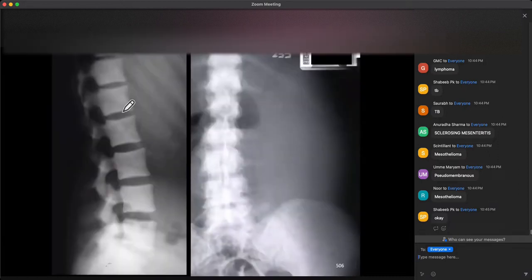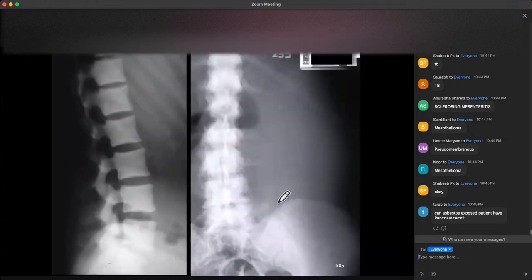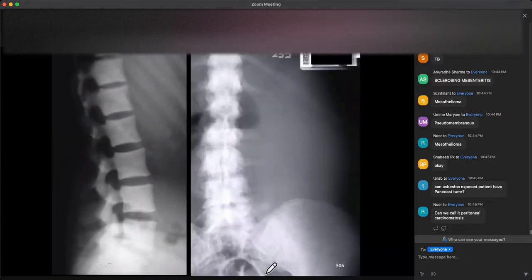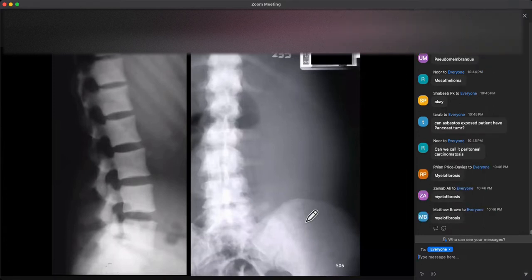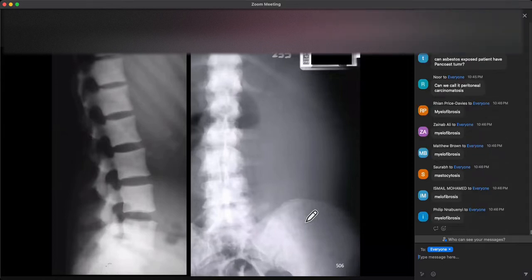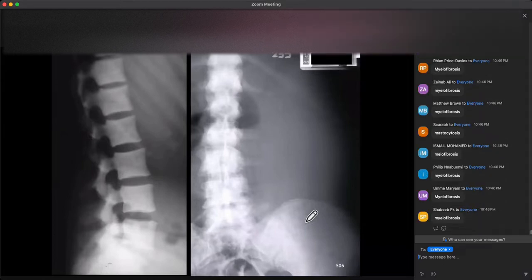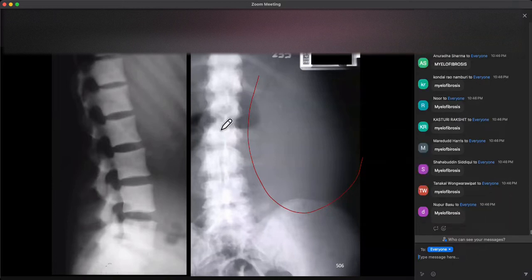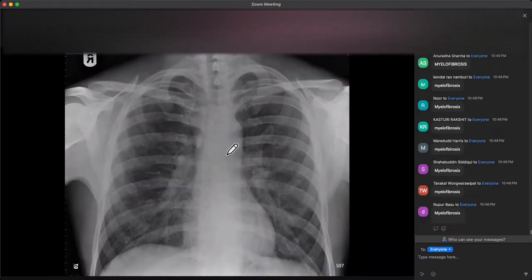This patient has got sclerotic bones and a big spleen. Any thoughts? Just on that last one, somebody's asked, can we call it peritoneal carcinomatosis? You could do, but this is more in keeping with mesothelioma. Yeah, this case is myelofibrosis because we've got a big spleen, massive spleen, and dense bones.